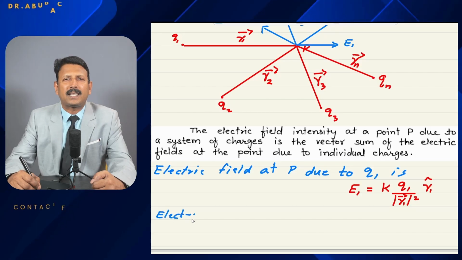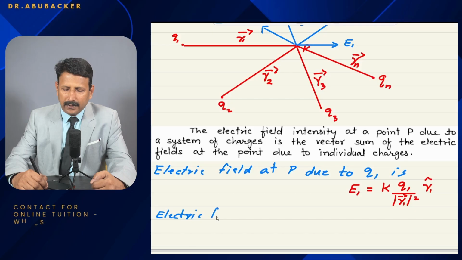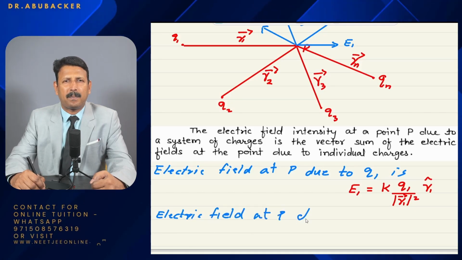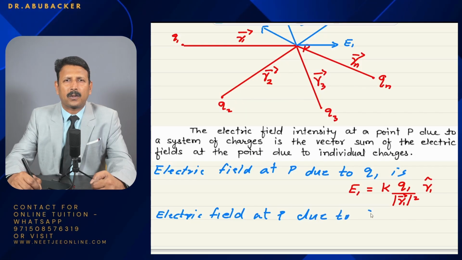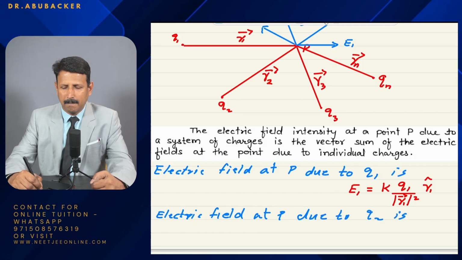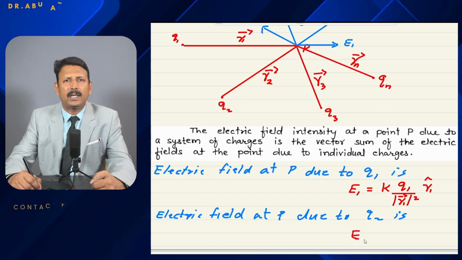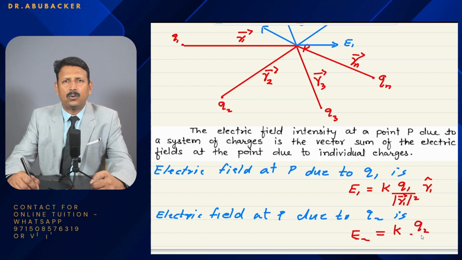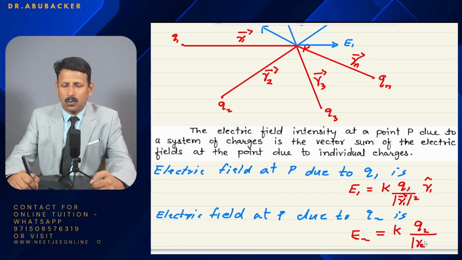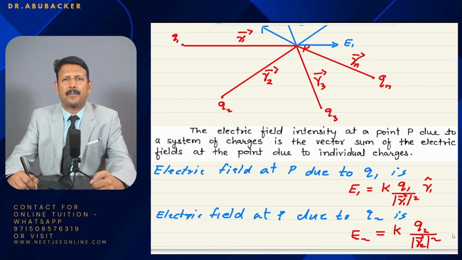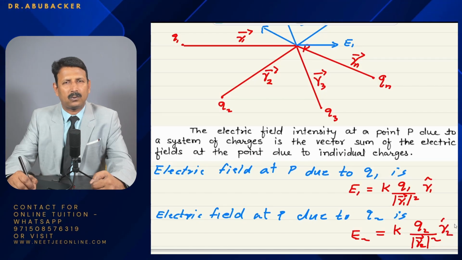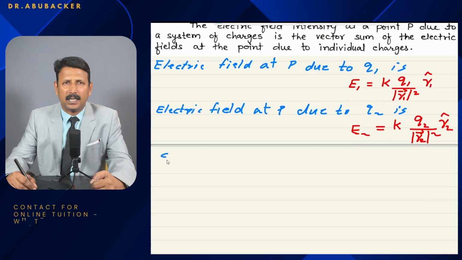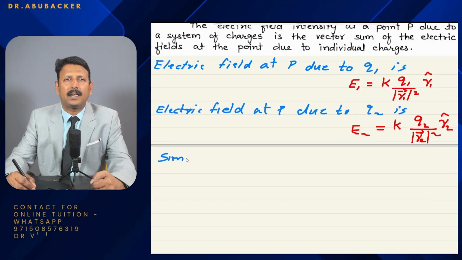Similarly, for the second charge, we can write the same statement. The electric field at point P due to Q2 is E2 is equal to K Q2 divided by the modulus of R2 square, times the unit vector R2 cap. Done. You can repeat the same statement for the third charge, fourth charge, nth charge.